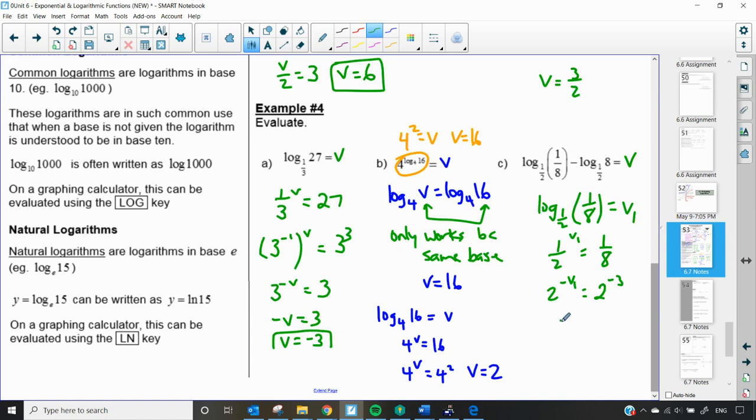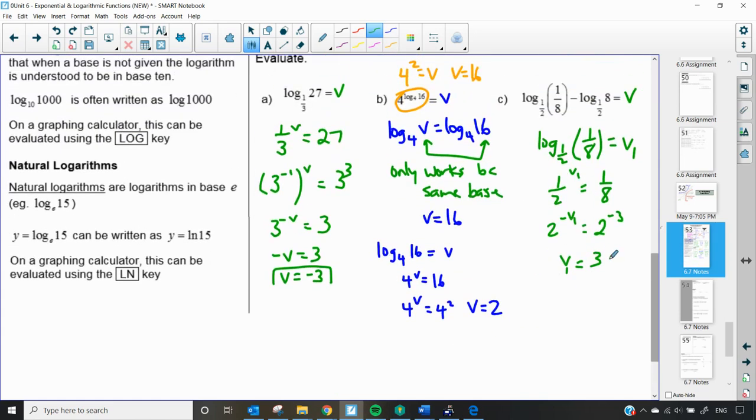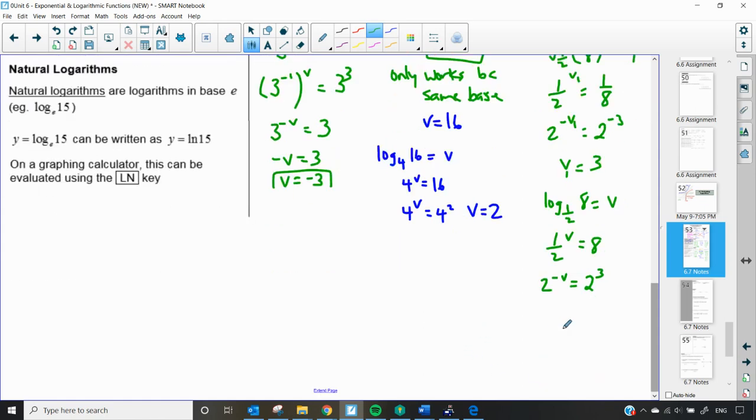So that tells us that v equals 3. Evaluating for our second part, we're going to have to write log base 1/2 of 8. So log base 1/2 of 8 equals v. 1/2 to the v equals 8. So that becomes 2 to the negative v equals 2 cubed. So we have v equaling negative 3. And so that was v2 if you want to label that throughout.